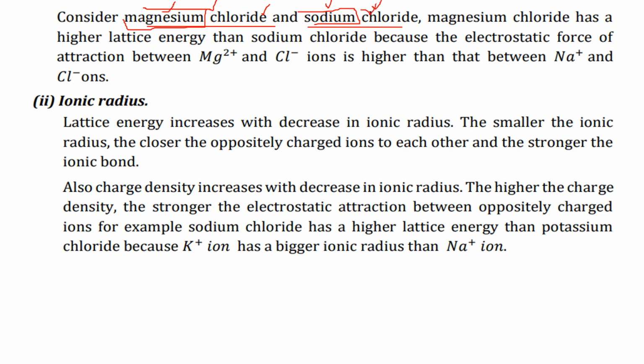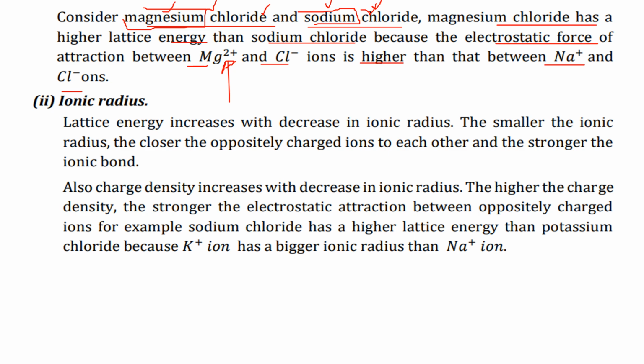And the reason is this. Magnesium chloride has a higher lattice energy as compared to sodium chloride, because the electrostatic forces of attraction between the magnesium ions and the chloride ions are greater than those between the sodium ions and the chloride ions. The reason is the variation in the magnitude of the charge present on the cation. The higher the magnitude of the charge, the higher the lattice energy, and the lower the magnitude of the charge, the lower the lattice energy.